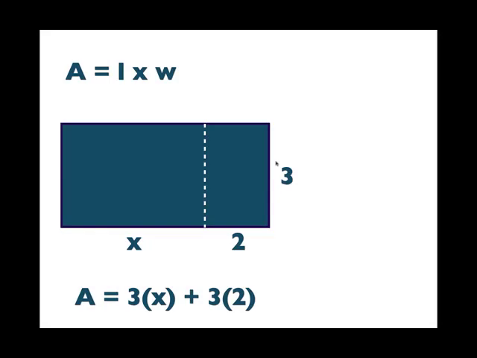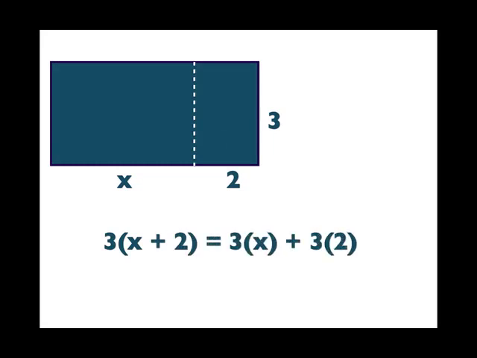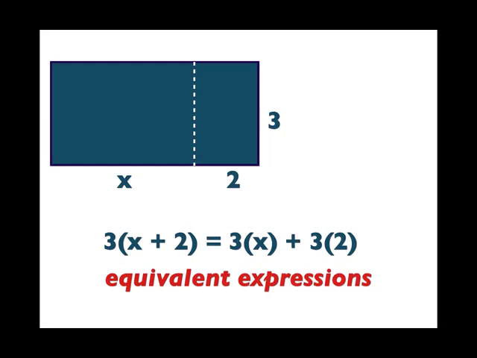And when I multiply 3 times x plus 2, that gives me an equivalent expression. So 3 times x plus 3 times 2 is equal to 3 times, in parentheses, x plus 2. I don't think you have to write this vocabulary word down. In fact, you don't have to write any of this down just yet. Just kind of follow along.